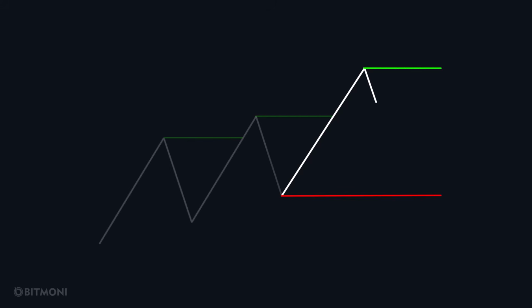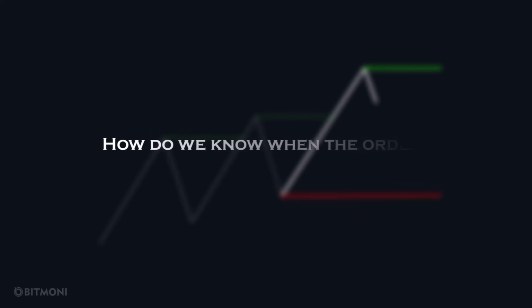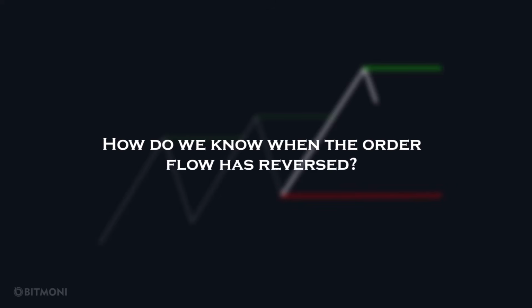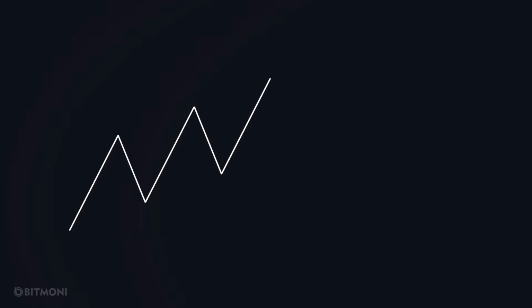Now, here's the big question. How can we tell when order flow has actually reversed? Let me explain. Here we have an uptrend. Normally, we'd expect price to form higher lows for the trend to continue, but instead, price drops and creates a lower low. This marks a change of character, the first sign that the order flow may be shifting from bullish to bearish.